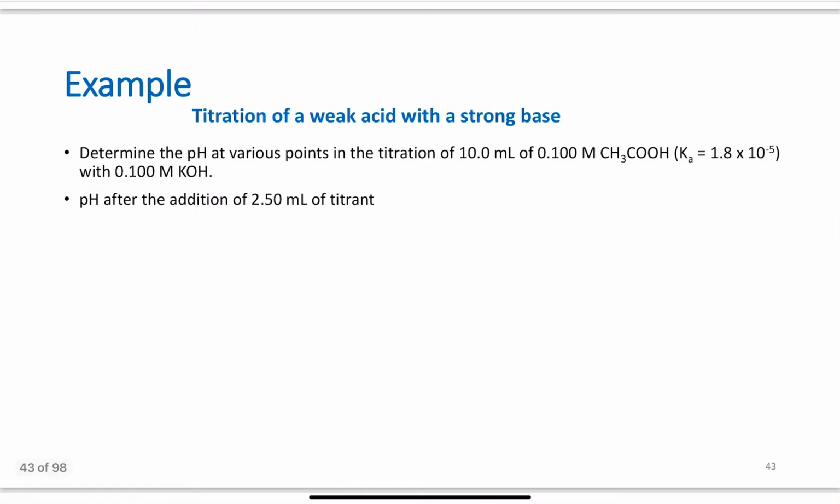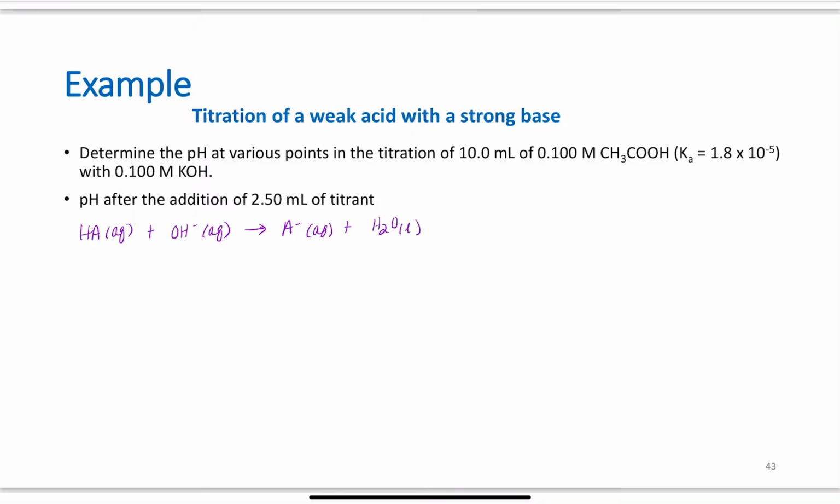So you've got HA, your weak acid, plus OH minus, giving you conjugate base plus water.